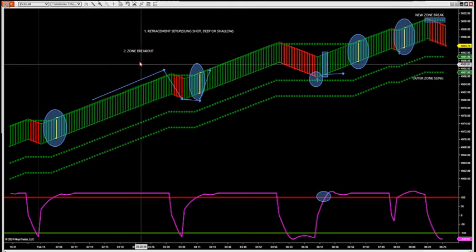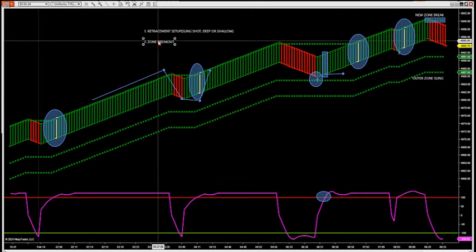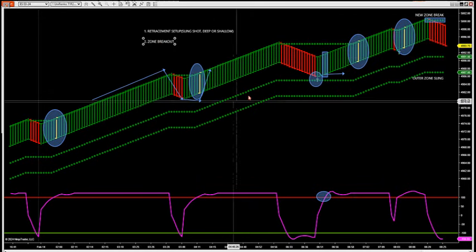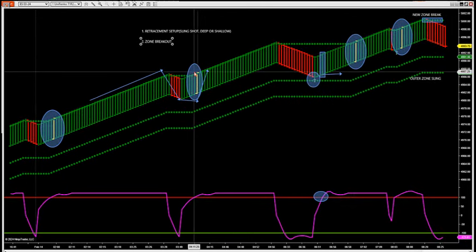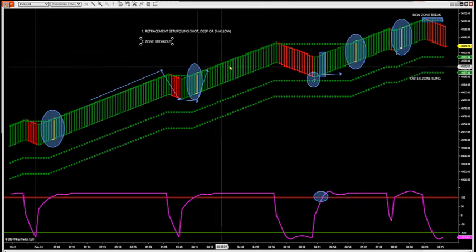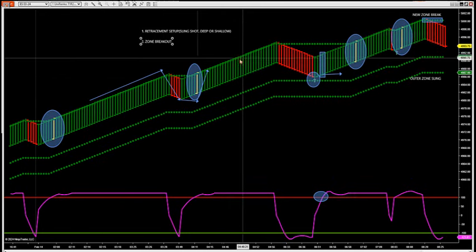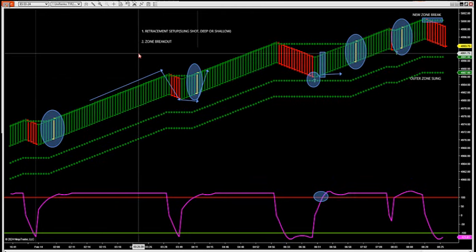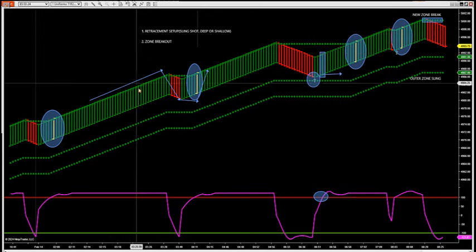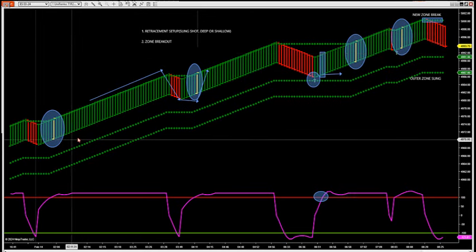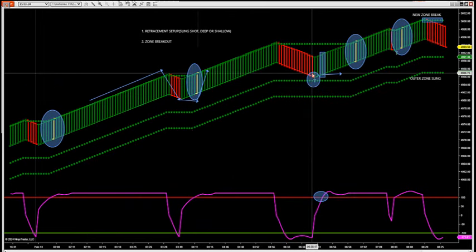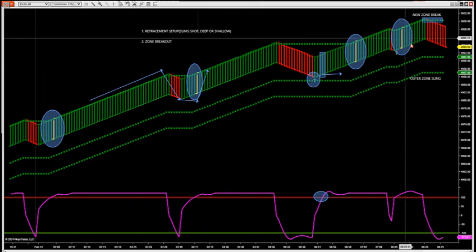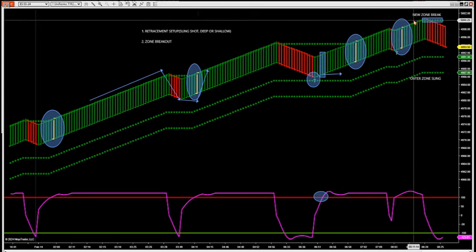This is where the market's trying to make new highs in any given market or new lows with the overall zone trend. So if the zone trend is green, it's trying to break to new highs, break to new highs, break to new highs. And if it's red, it's trying to break to new lows. As you see this morning, the market keeps setting higher lows, sorry, and higher highs. And that's where you keep getting these zone breakouts.